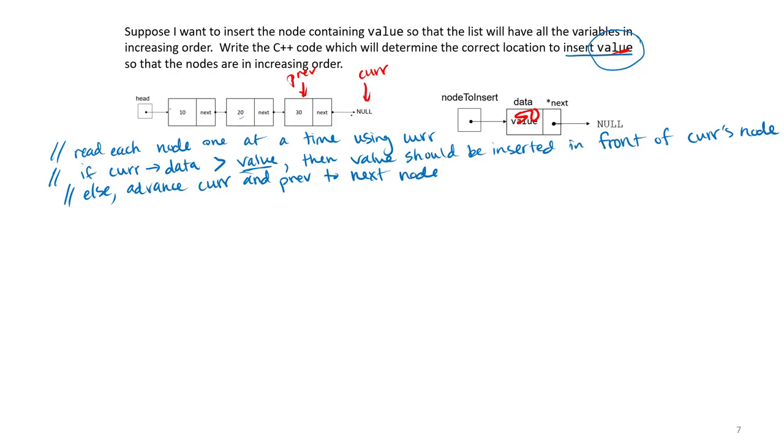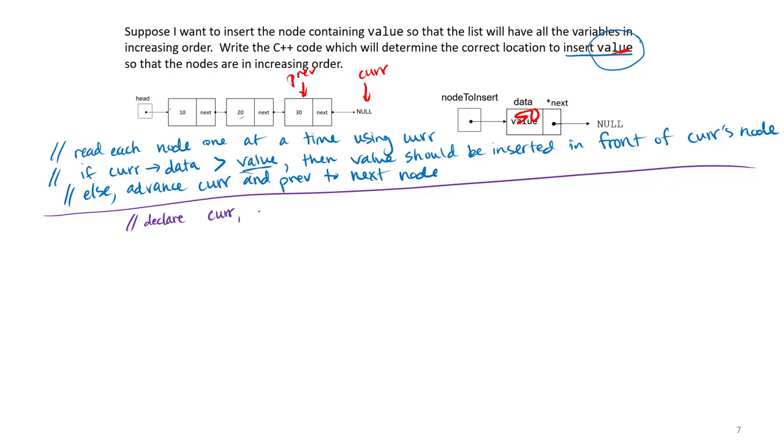So let's go ahead and try writing out this code in C++. The first step would be to declare those pointers current and previous. Remember, we have list node as our struct, so we'll go ahead and define current. So we declare current and we make it point where head points.